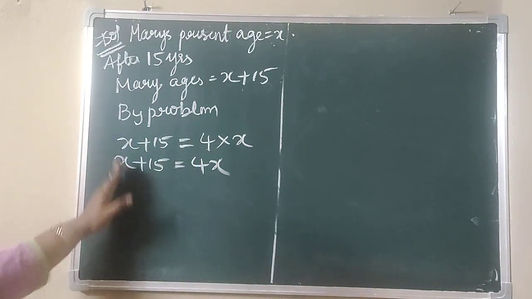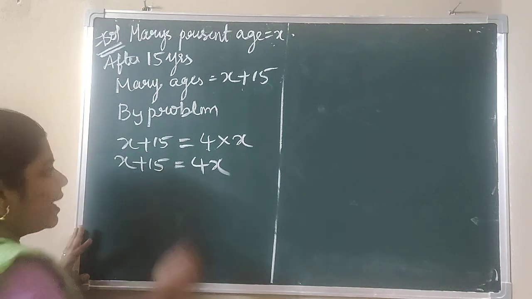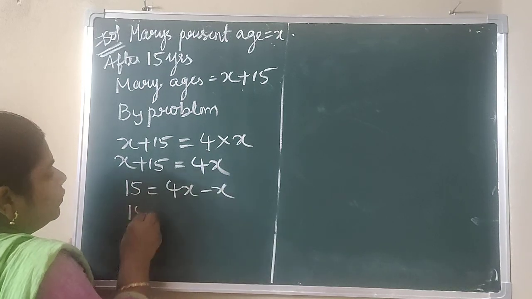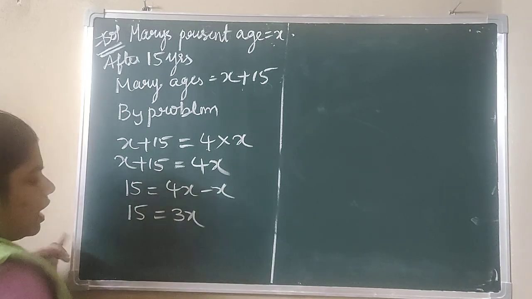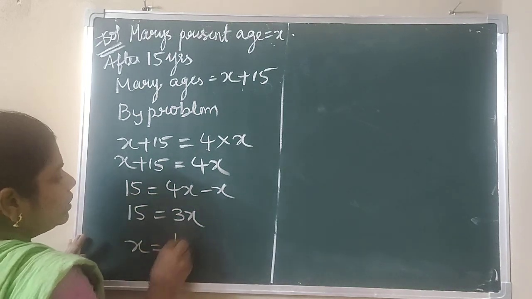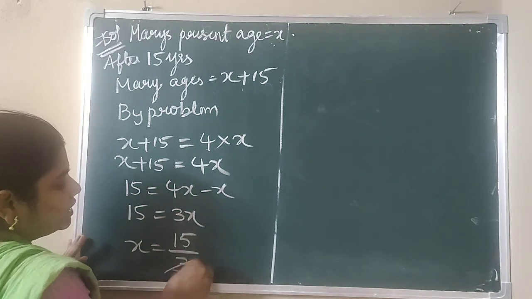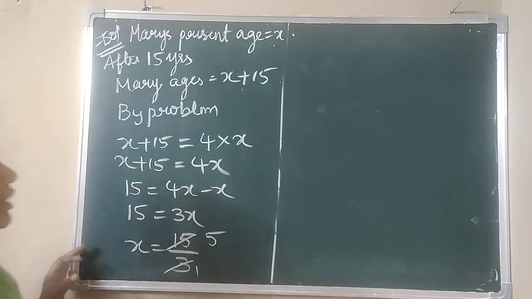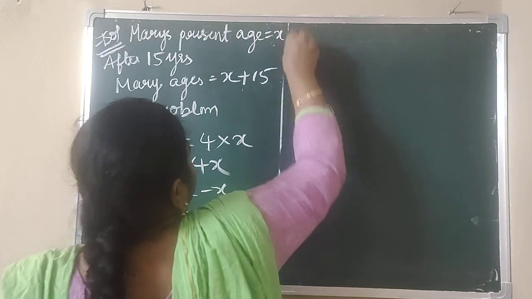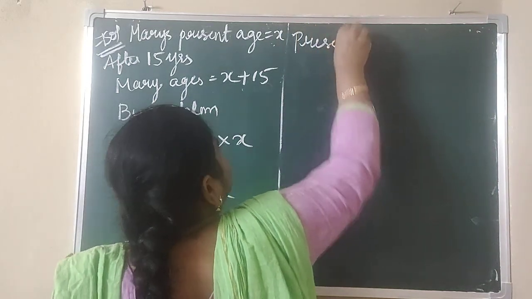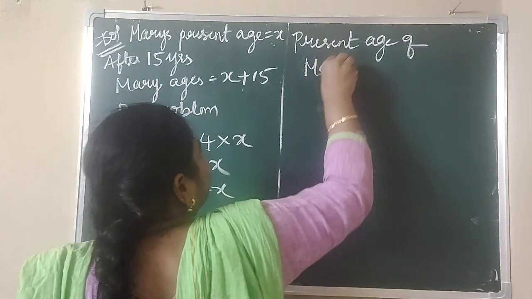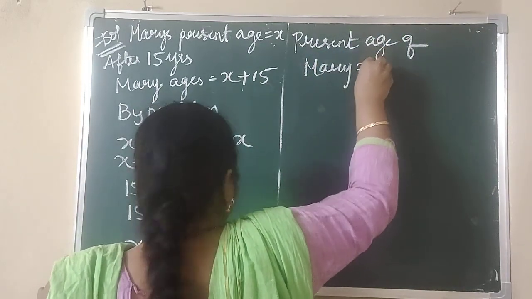Now transpose x to the other side, that will become subtraction. So 15 is equal to 4x minus x. 15 is equal to 3x. I am transposing this 3 to the other side, that will become division. So x will be equal to 15 by 3. 3 ones are 3, 3 5s are 15. So what is the present age here? x is nothing but the present age. So the present age of Mary is how much? 5 years.